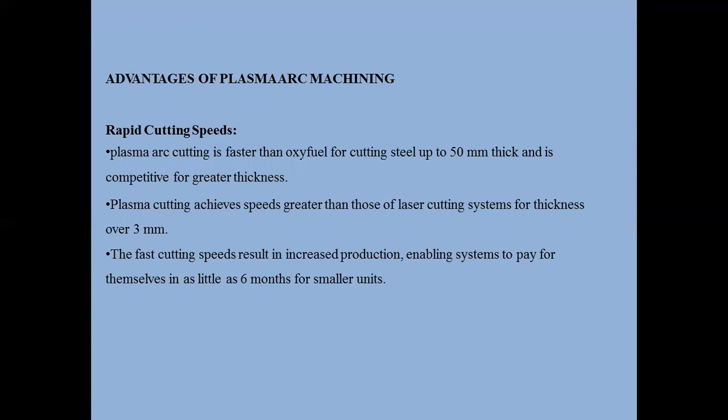Plasma cutting achieves speeds greater than those of laser cutting systems for thickness over 3 mm. See, in laser, we have a disadvantage that higher thickness workpieces can't be handled properly or effectively or quickly. But here, plasma arc machining overcomes that disadvantage. If the thickness is over 3 mm, it has a high cutting rate, right? The fast cutting speeds result in increased production, enabling systems to pay for themselves in as little as 6 months for smaller units.